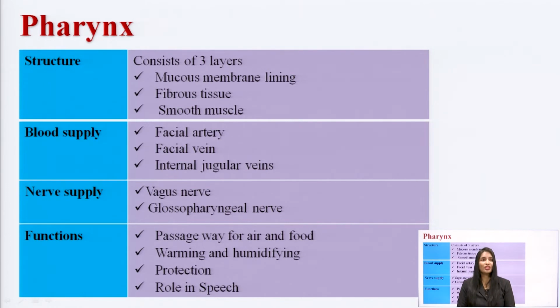So, what is the structure of a pharynx? It consists of 3 layers. What are the 3 layers? First is the mucous membrane lining, second is the fibrous tissue, and third is the smooth muscle. Okay, these are the most important 3 layers in the structure of the pharynx.